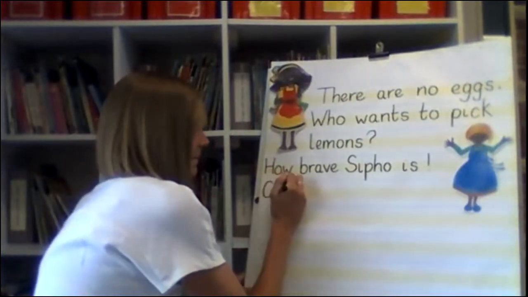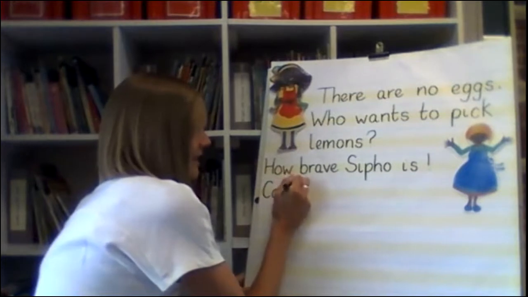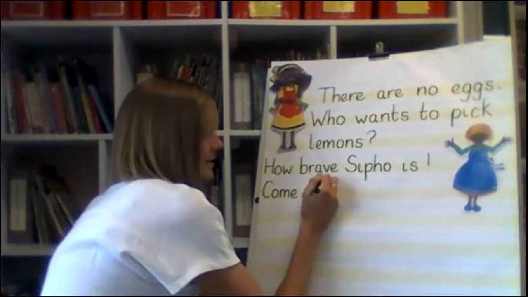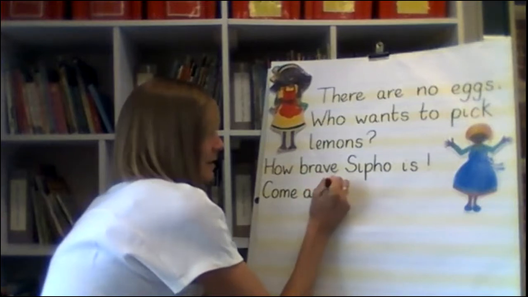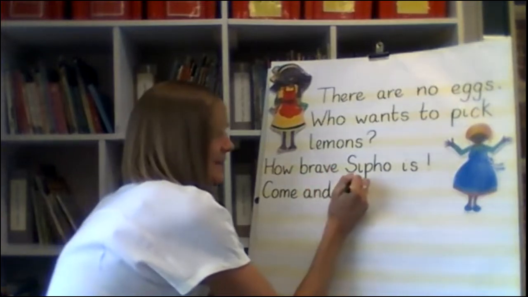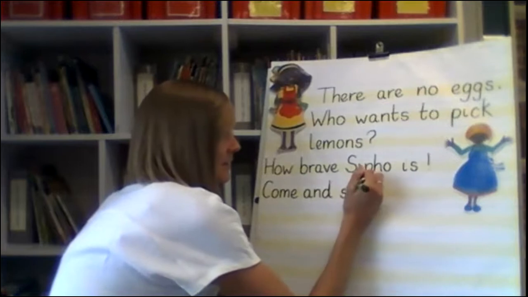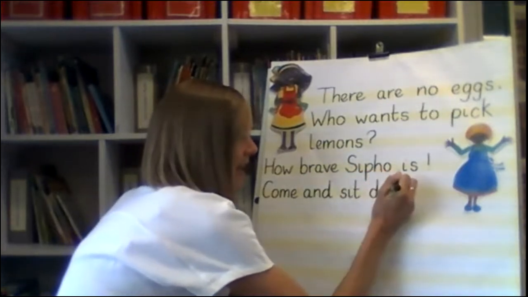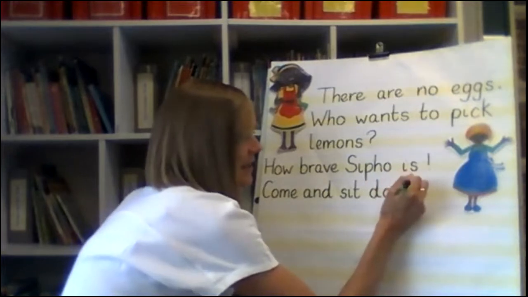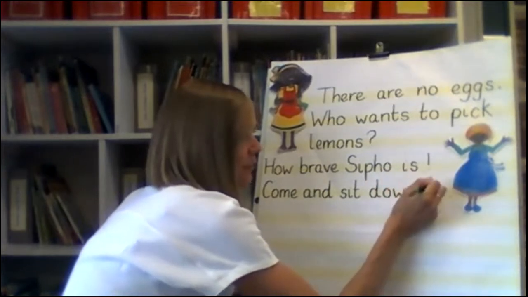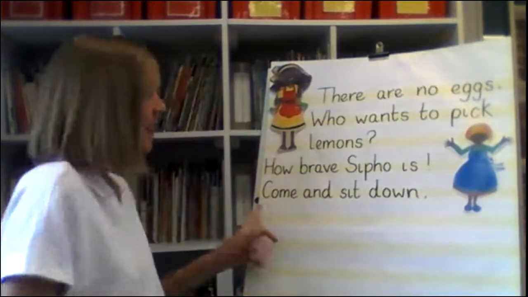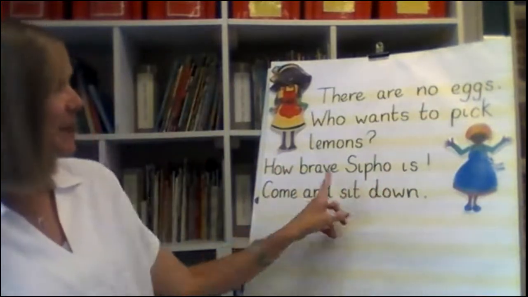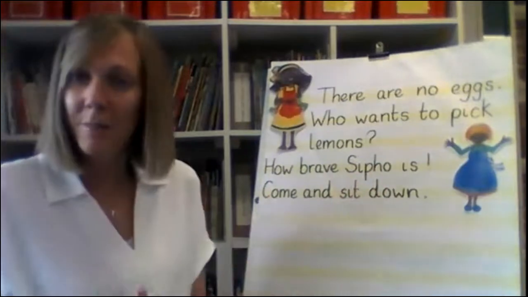Come, capital letter at the start. Come and sit down. And if it's a command sentence, it finishes with a full stop. Come and sit down. So I've done an exclamation and I've done a command.